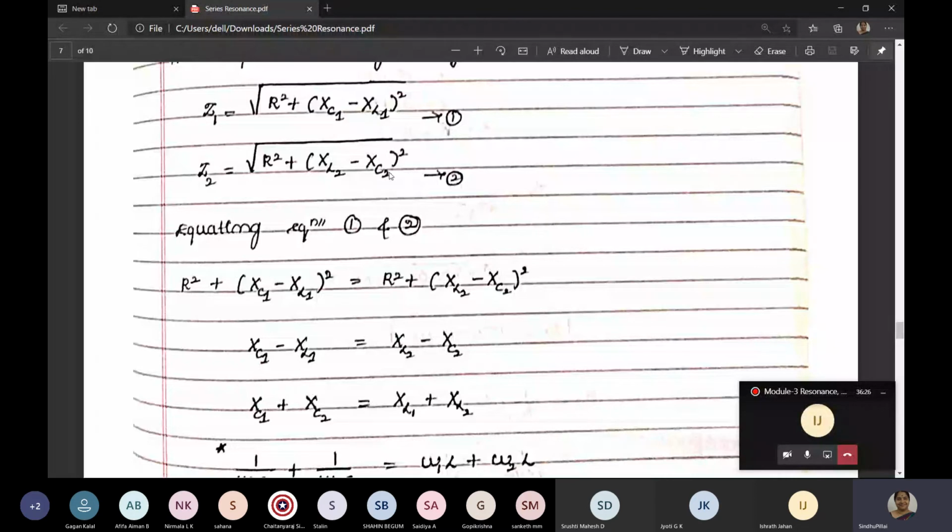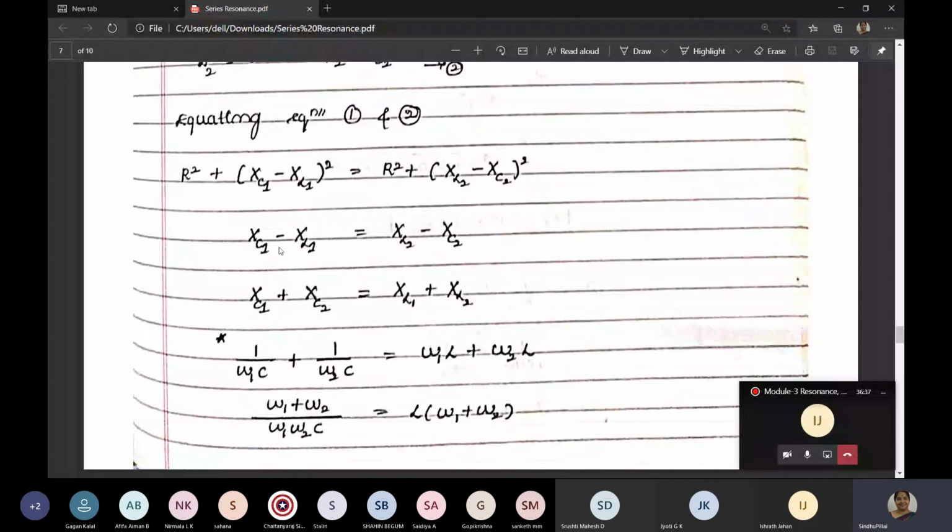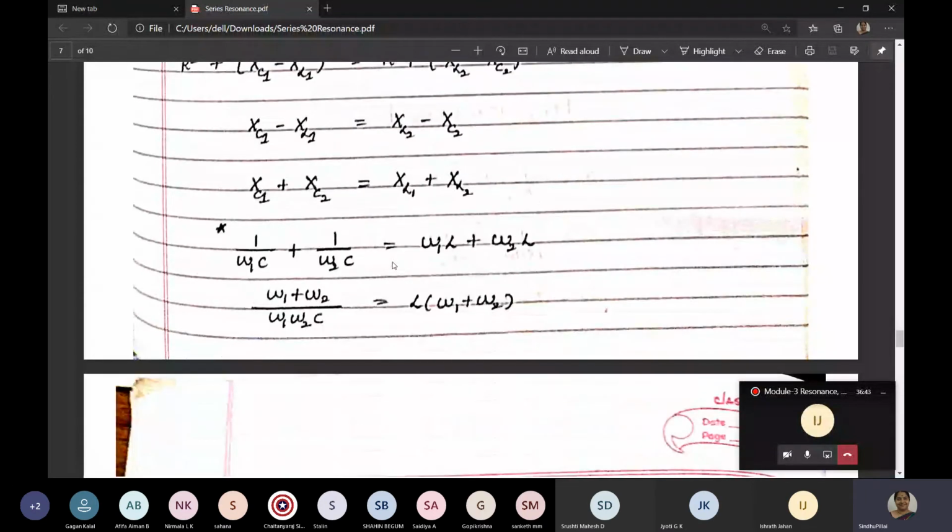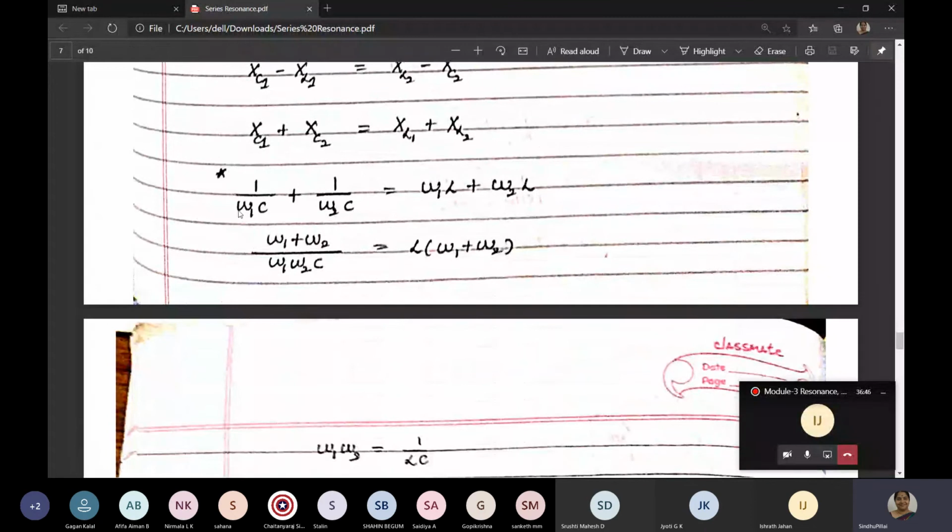Equating equation 1 and 2, just equate them. You will get R square plus XC1 minus XL1 whole square is equal to R square plus XL2 minus XC2 whole square. Next R square will get cancelled. You will get XC1 minus XL1 is equal to XL2 minus XC2. Bring all the C terms to one side and the L terms to one side. Write in terms of omega. So 1 by omega 1 C plus 1 by omega 2 C is equal to omega 1 L plus omega 2 L.